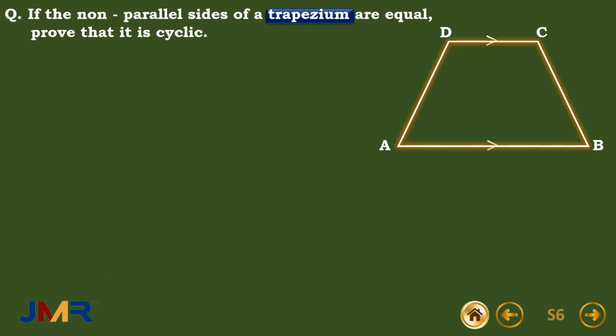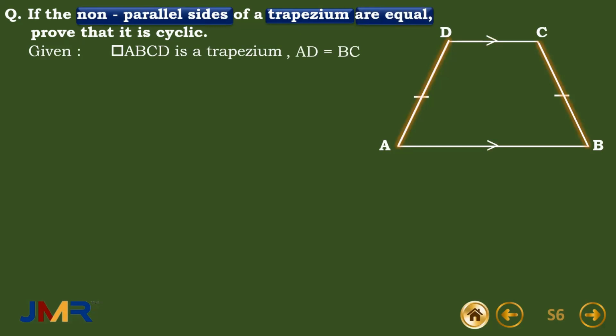What are the non-parallel sides? AD and BC. If AD and BC are equal, then we have to prove the quadrilateral ABCD is cyclic. How can I prove it?